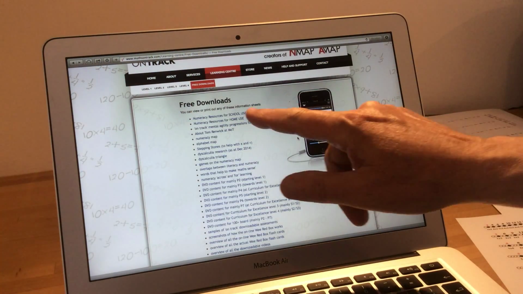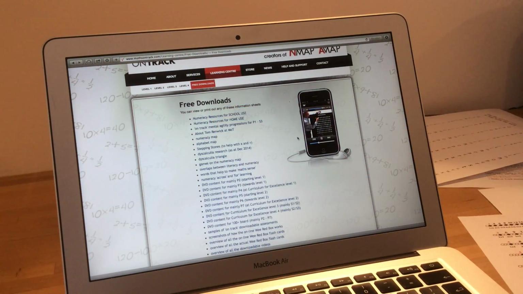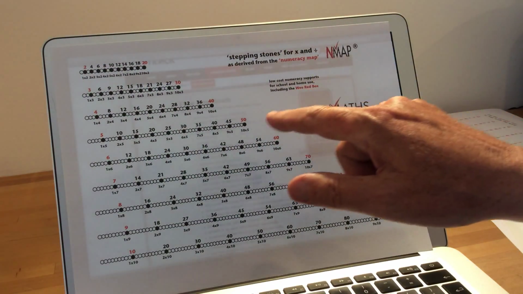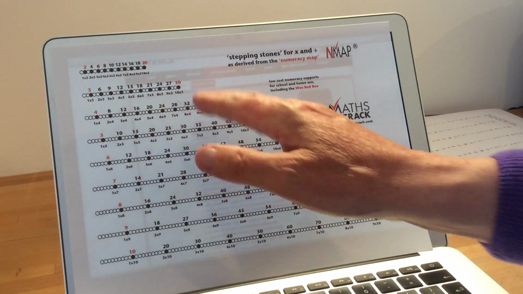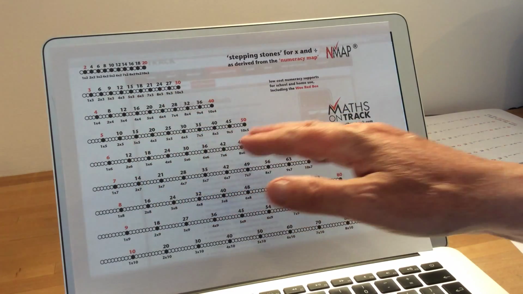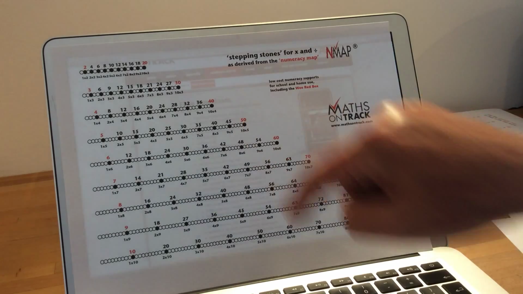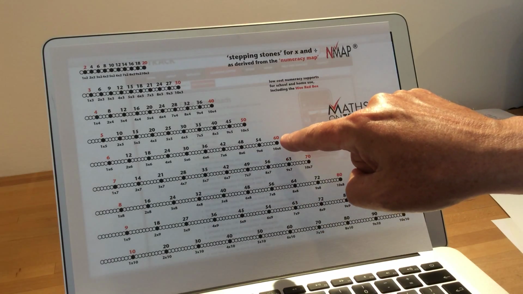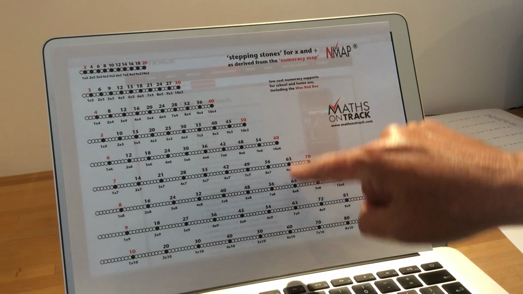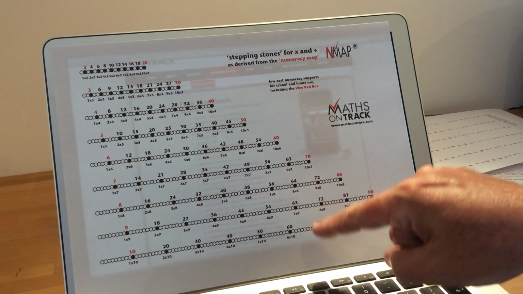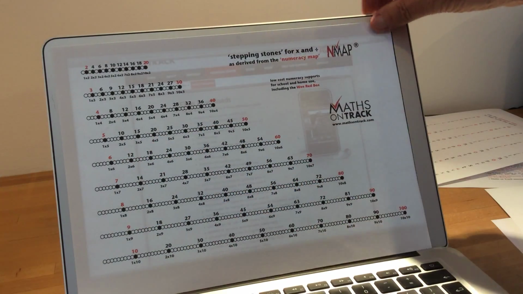If you scroll further down, we have an adaptation of the numeracy map for tables called the stepping stones, where kids can see each of the tables strung out into a horizontal line. Notice the 5 times table lands on 50, the 6 times table lands on 60, that 60 is right above that 60, so 10 6s are 60 and 6 10s are 60. Very visual, ideal for visual concrete learners.